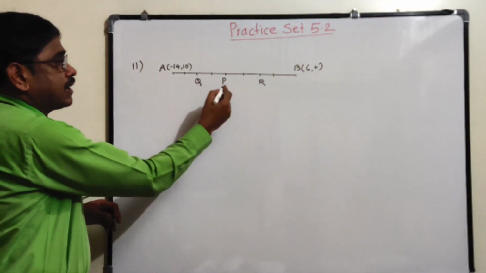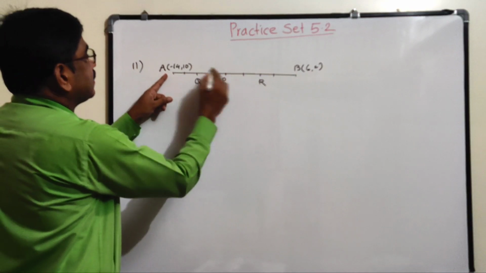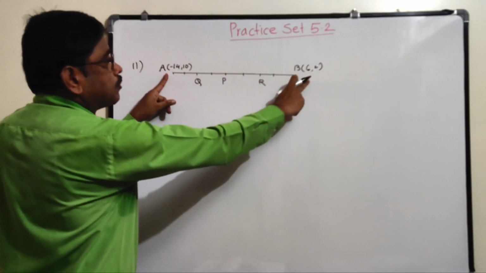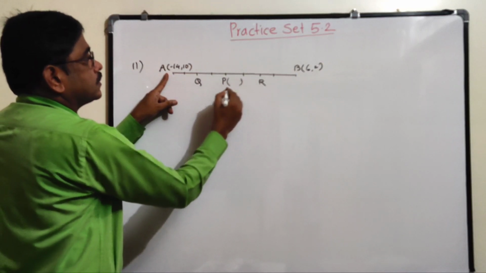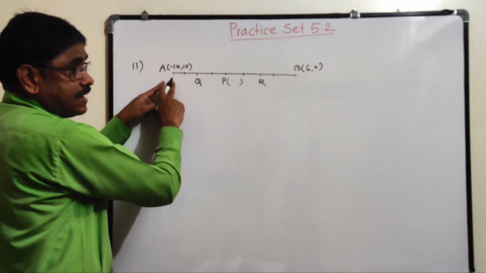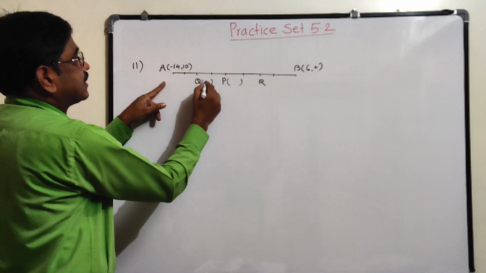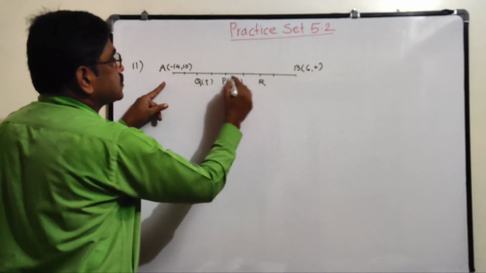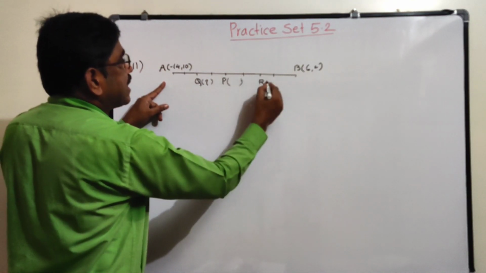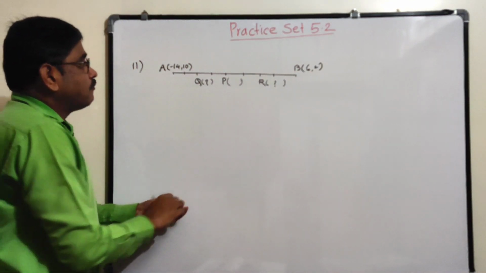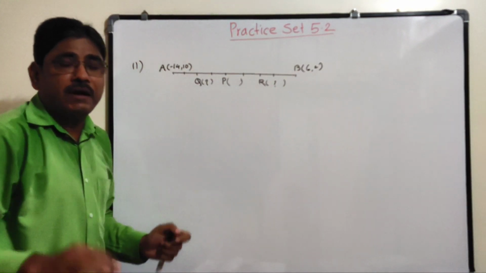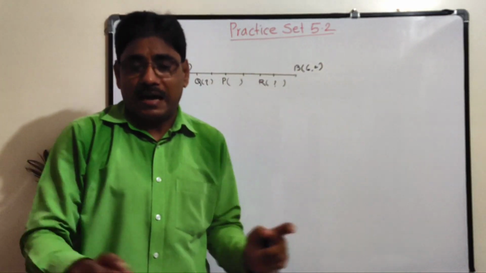So how will we get the coordinates of P? P is the midpoint of AB, so use the midpoint formula, and we get the coordinates of P. After that, for P and A, use the midpoint formula, and we get the coordinates of Q. Use the midpoint formula for P and B, and we get the coordinates of R. So here we have to use the midpoint formula 3 times.